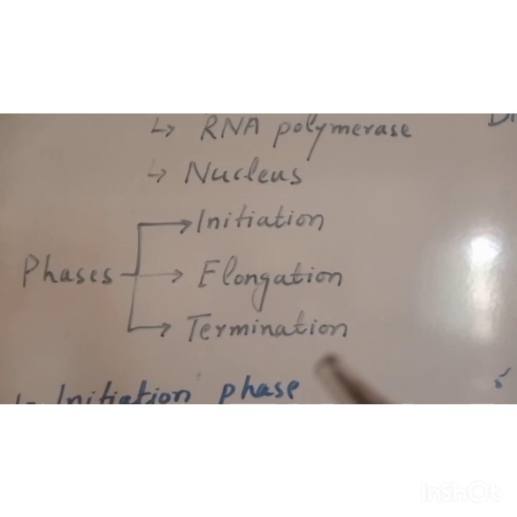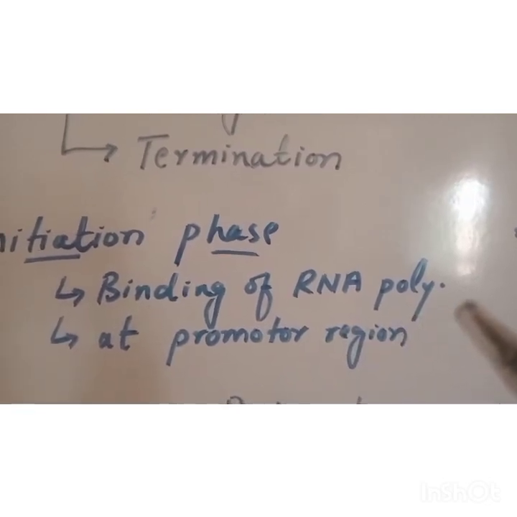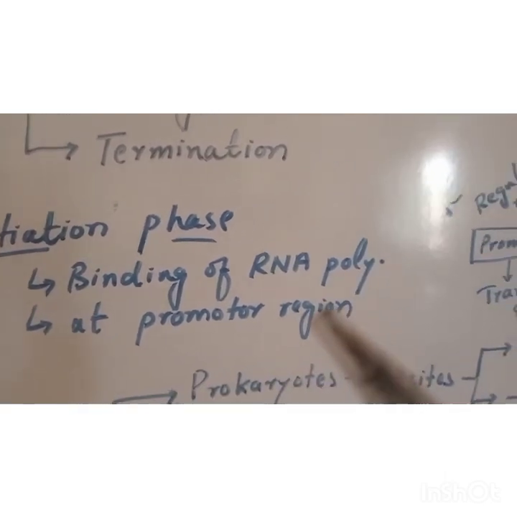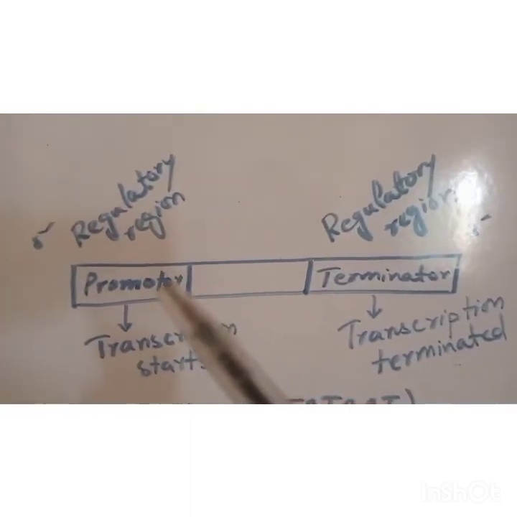Three phases are involved in transcription, that is, the initiation phase, elongation phase, and termination phase. The first phase is known as the initiation phase. During the initiation phase, the binding of RNA polymerase takes place at the promoter region of the gene. The promoter region is present at the 5' end, in the regulatory region of a gene.